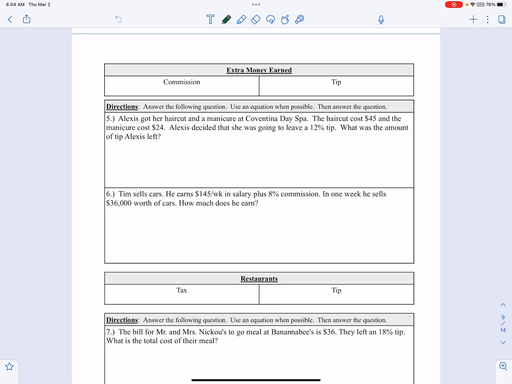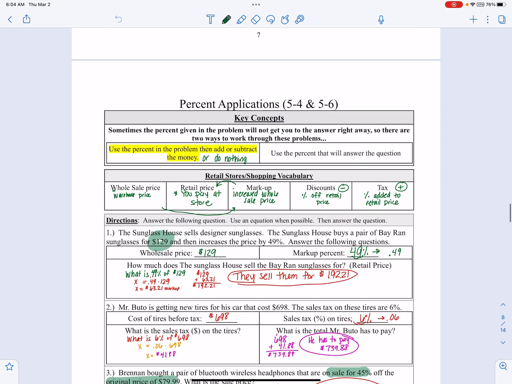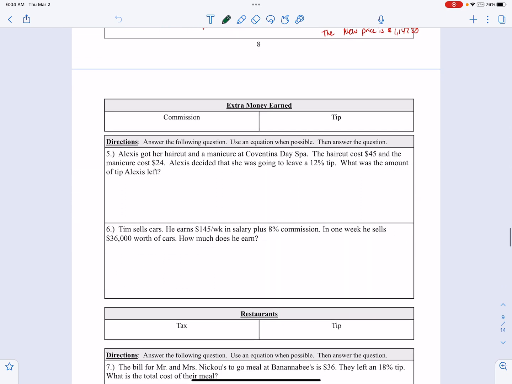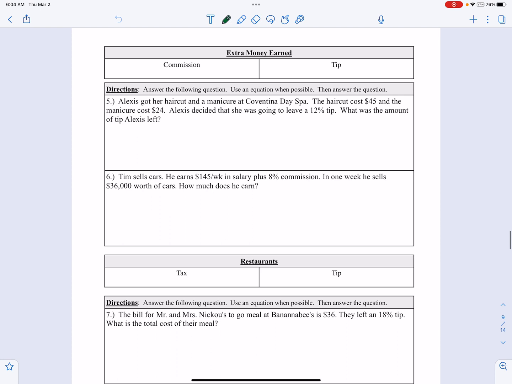All right, here is your percent applications, but it's sort of just like number two. So we're going to finish this up. This is some word problem versions, but we're adding commission and tips along with it.